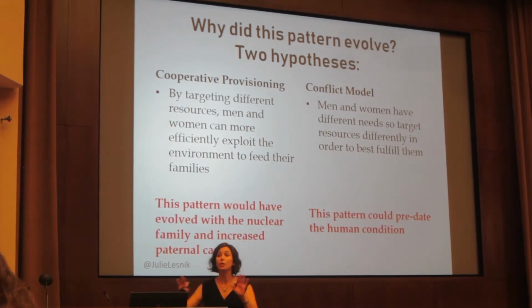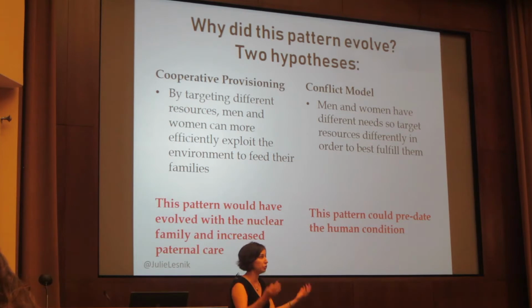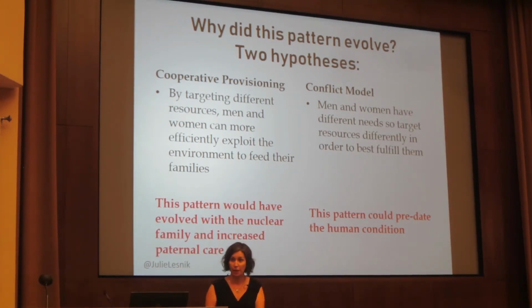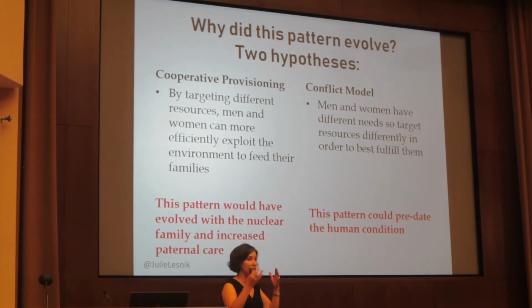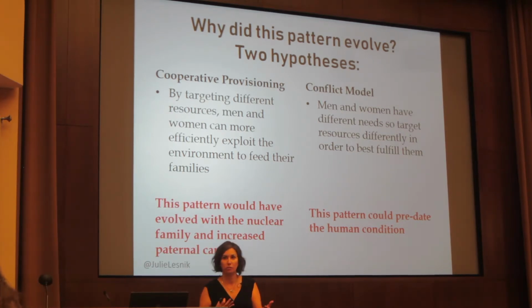So the big difference between these two is that cooperative provisioning suggests a nuclear family, a home base, somewhere to bring resources home to. That is a modern human, or at least a Homo erectus level pattern. The conflict model does not necessarily have to be a modern human condition. This could be any animal organism, which has conflicts with the environment that might be different based on its sex.